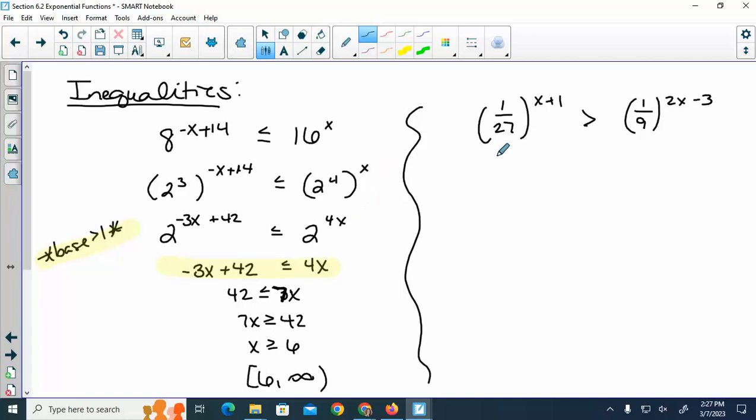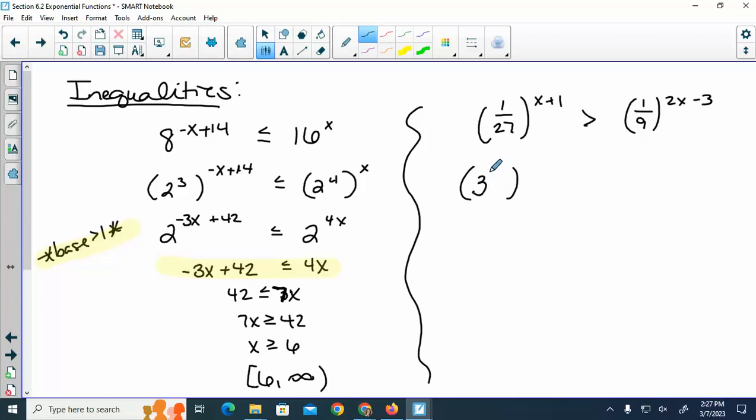Yes, you could. But for the inequality thing, if I just want to be able to drop my bases and do my exponents, I need the base to be bigger than 1 for the inequality to work. Otherwise, if the base is less than 1, it flips the inequality. So on these inequalities, just always make your base bigger than 1. So I'm going to use 3.